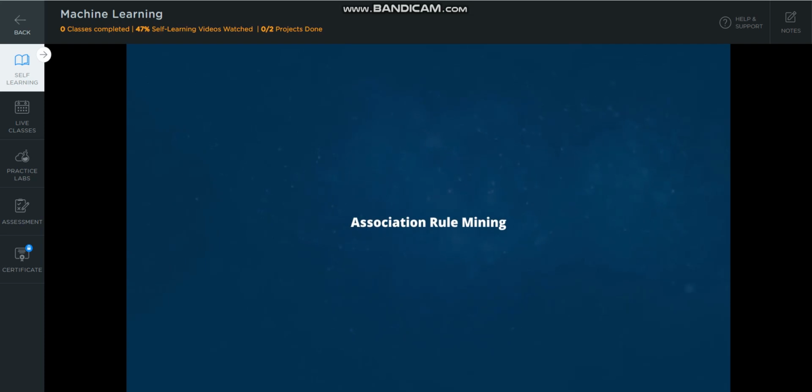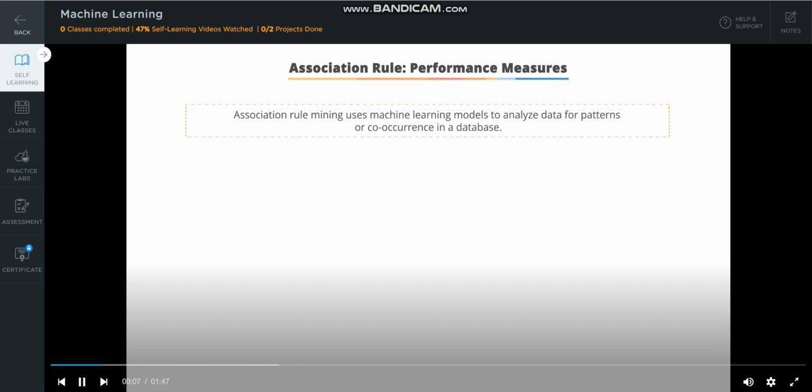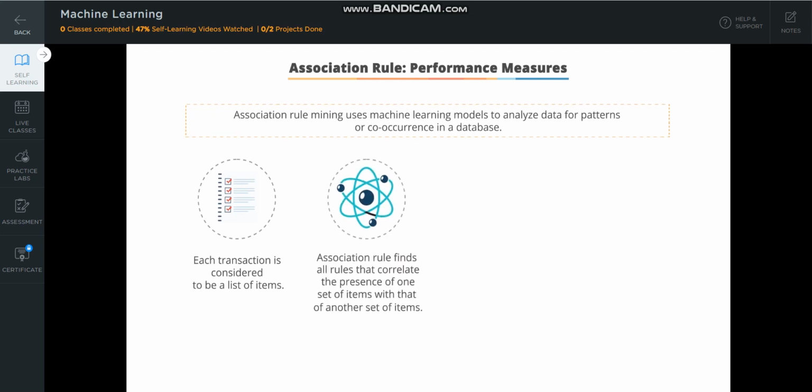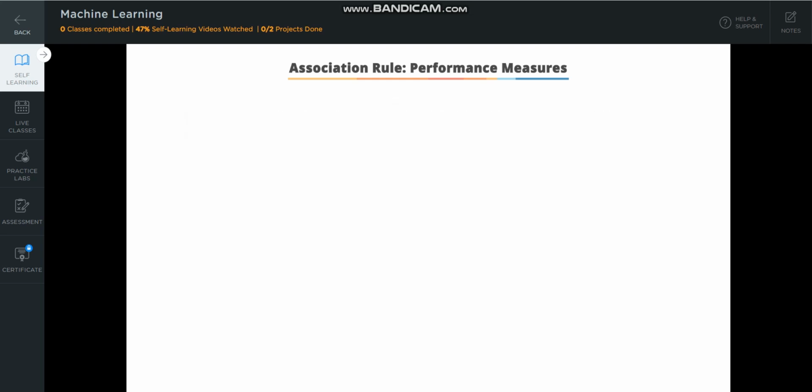Association rule mining. At a basic level, association rule mining involves the use of machine learning models to analyze data for patterns or co-occurrence in a database. It follows association rules, which is to identify frequent if-then associations. Given a database of transactions, each transaction is considered as a list of items. It finds all the rules that correlate the presence of one set of items with that of another set of items. It identifies the frequent patterns. It is most commonly used for market basket analysis.